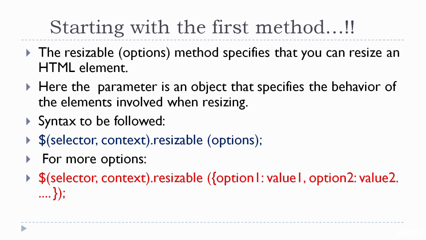Now starting with the first method, the resizable option method specifies that you can resize any HTML element. Here the parameter is an object that specifies the behavior of the elements involved when resizing. Here is the syntax: $(selector, context).resizable, which we have learned in the last PPT. For more options we can include $(selector, context).resizable({option1: value1, option2: value2}). In this way we can use n number of values with n options.